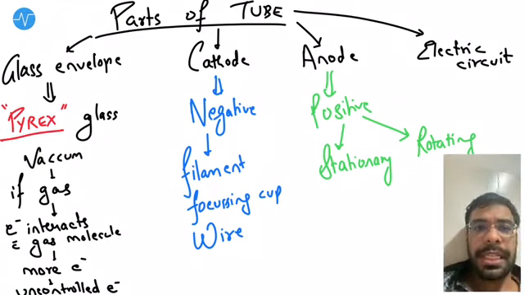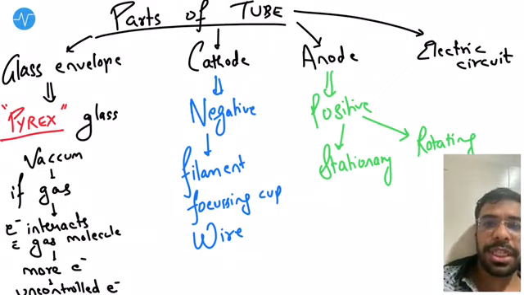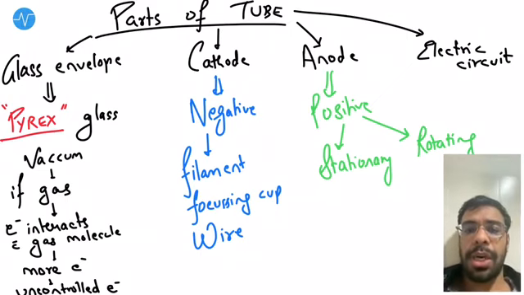Cathode is the negative end and anode is the positive end. Cathode, the negative end, consists of filament, focusing cup, and wire. Anode has two types: either it can be a stationary anode or a rotating anode.